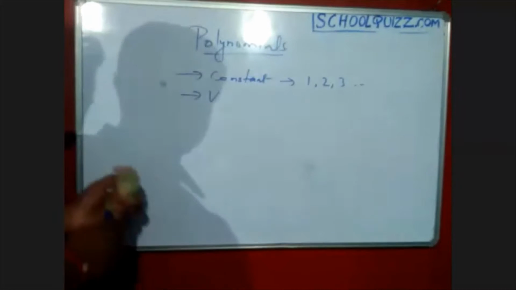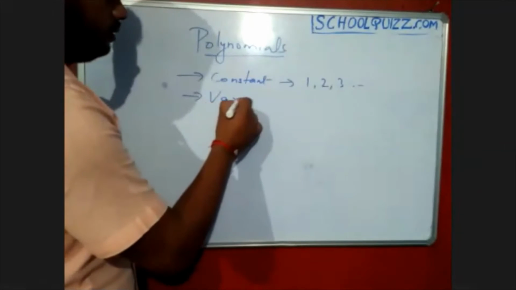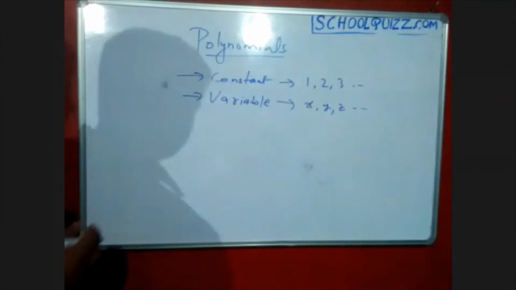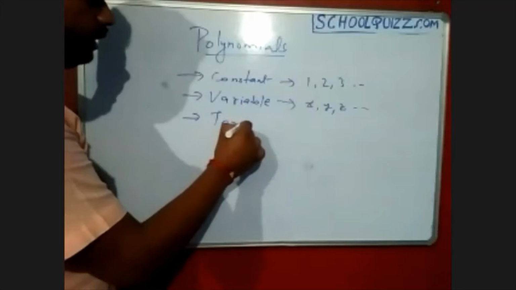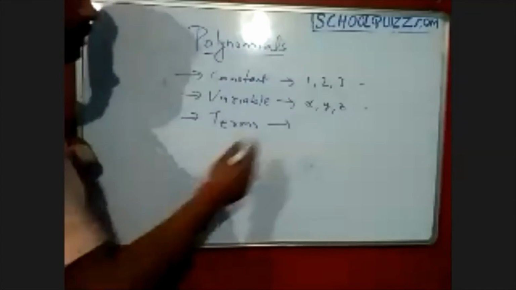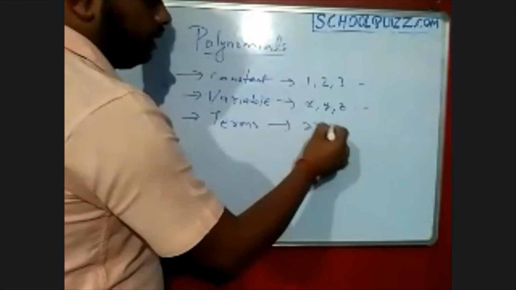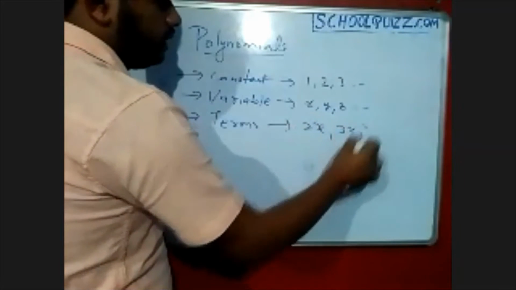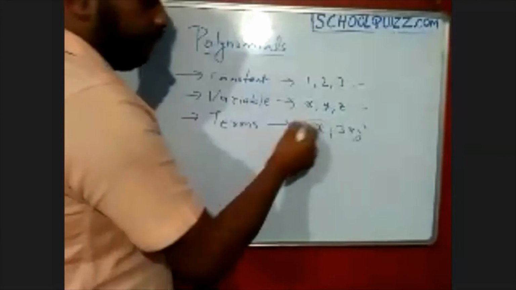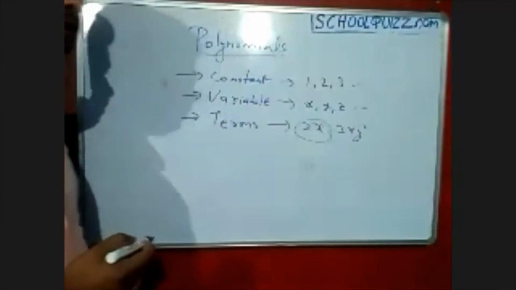Next one is variables. Terms means constants and variables together. We write, suppose, 2x or 3xy square. This counts as one term, because there is no plus or minus sign in it, so we count it as one term.